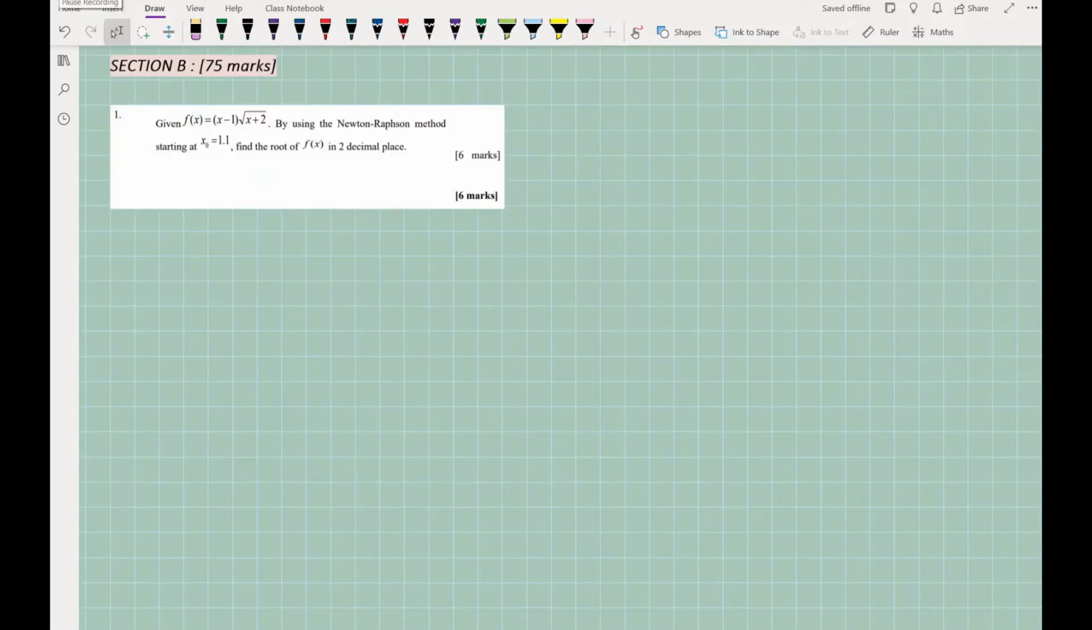Okay, now let's move on to section B. Yang mana untuk section B, we have 7 questions worth 75 marks. So, untuk soalan nombor 1, we are given fx is as follow. By using Newton-Raphson, so diberi penekanan di sini, you need to use Newton-Raphson method. Starting at x naught adalah 1.1. We need to find the root of fx. Make sure you give your answer up to 2 decimal places.